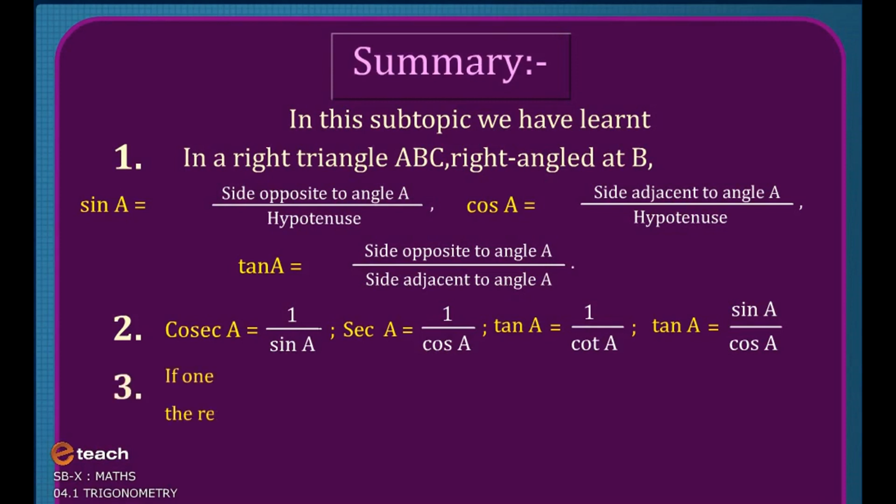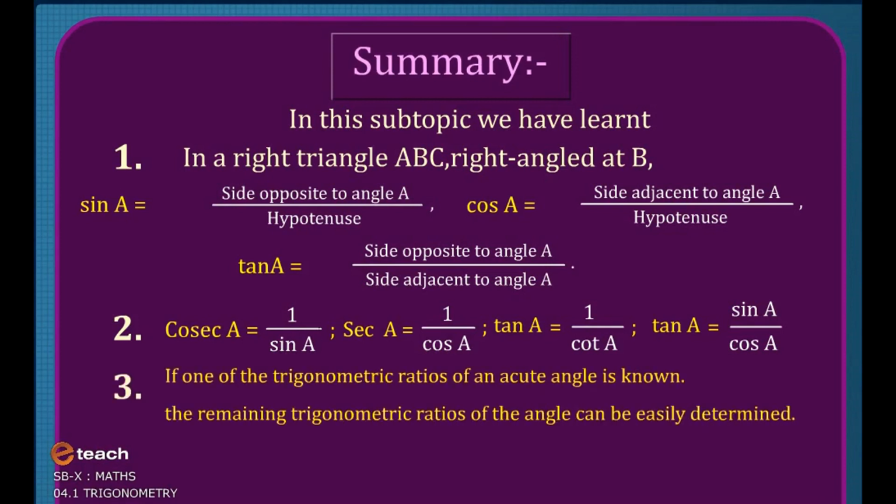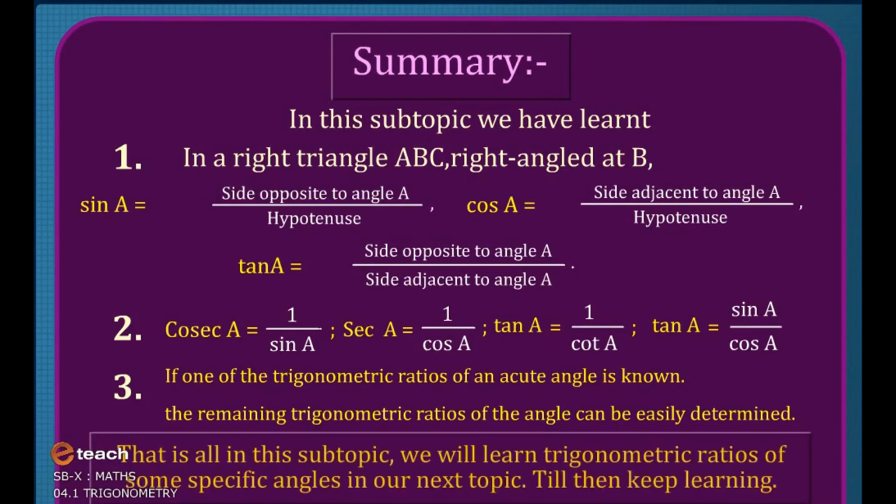3. If one of the trigonometric ratios of an acute angle is known, the remaining trigonometric ratios of the angle can be easily determined. So that is all in this subtopic. We will learn trigonometric ratios of some specific angles in our next topic. Till then, keep learning.